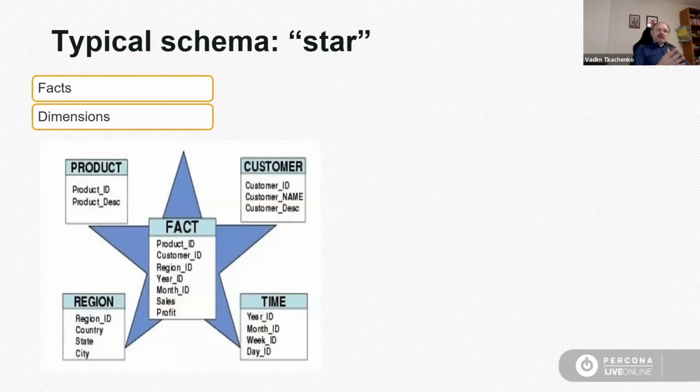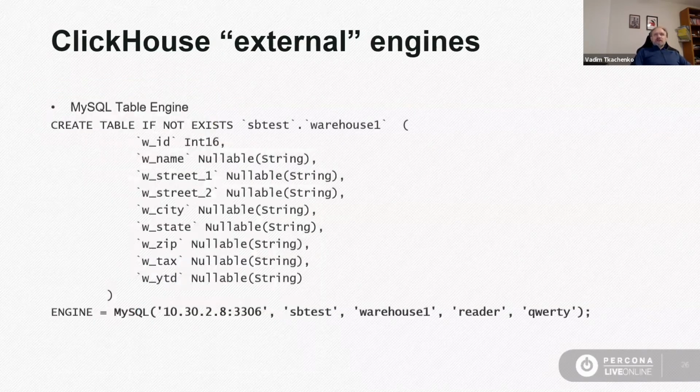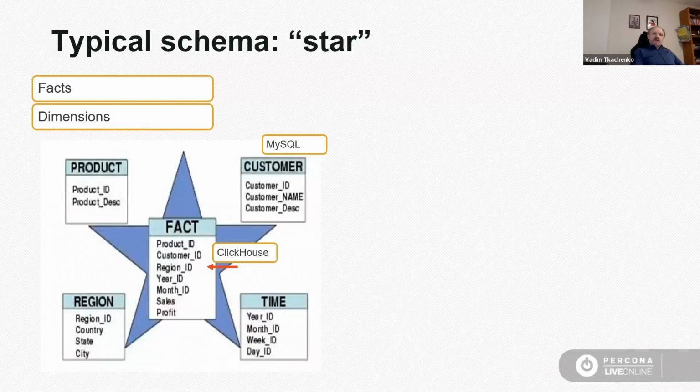In this setup, the fact table is stored in ClickHouse, and all lookup tables are located in MySQL. ClickHouse allows you to use external engines, and conveniently there is a MySQL external engine. So you can define a table in ClickHouse, which is only a table definition, but in the background it goes to MySQL and retrieves the data from MySQL. So the fact table is stored in ClickHouse, and dimension tables are stored in MySQL.